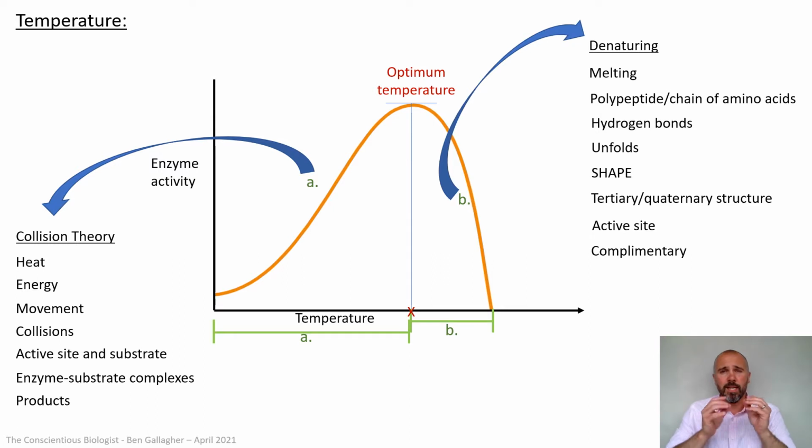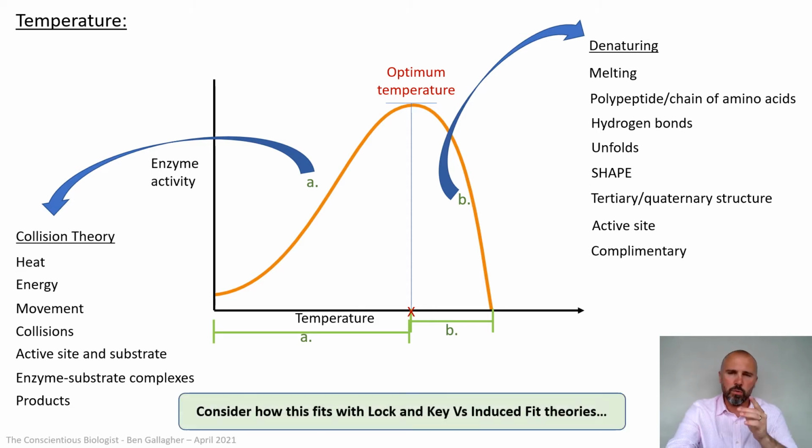But at that point, the collisions are very fast, but they're also successful because the shape is still correct. Now, what I want you to think about, linking this to the last video, consider how this graph fits with the lock and key versus induced fit theories of enzymes. If lock and key was correct, and the active site had to be 100% complementary to the substrate, then the second any hydrogen bond started to break and it changed even slightly in its shape, it would no longer be complementary, and you'd cease all reactivity.